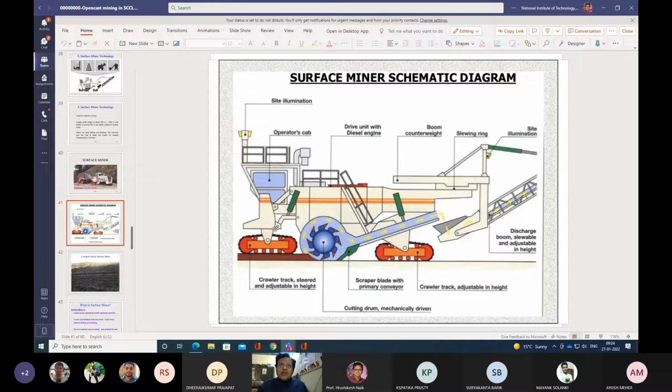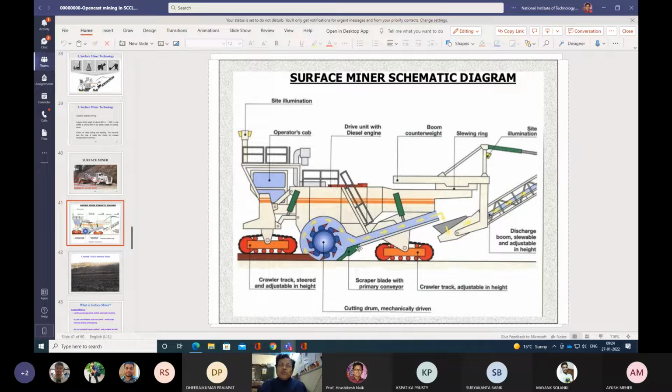And this is the drive unit with the diesel engine. It is a diesel operated machine. This is the boom counterweight, and this is the slewing ring, and this is the side illumination. On the backside there is another illumination system. Front side there is an illumination system. Backside also there is illumination. So this is the surface miner schematic diagram.